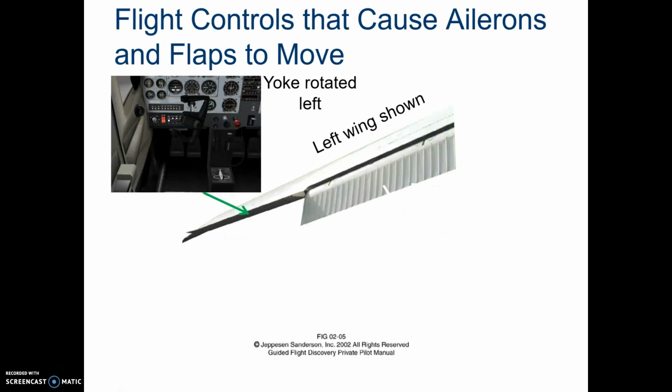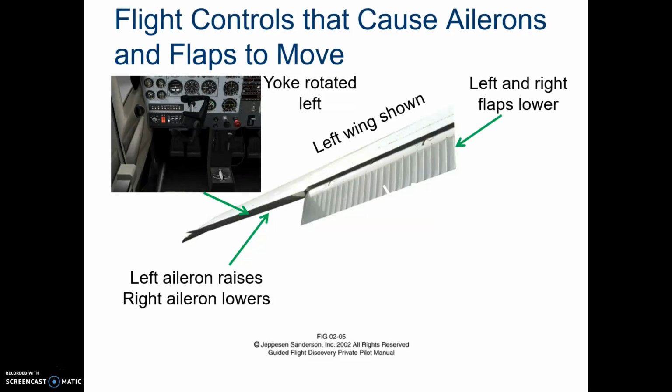Flight controls that cause the ailerons and flaps to move. Well, for this one, we're looking at the yoke here in the picture, and so the pilot would roll or turn the yoke to the left, and that makes the aileron on the left wing go up, and at the same time the aileron on the right wing go down. I haven't been over flaps yet, but we can talk about that a little bit later on. I also have the model RC plane ready to go. I can show that to y'all when we return to the class also.